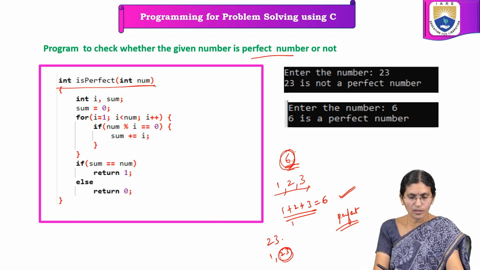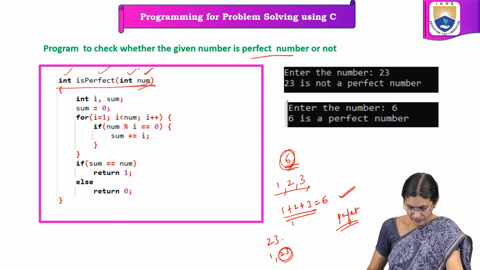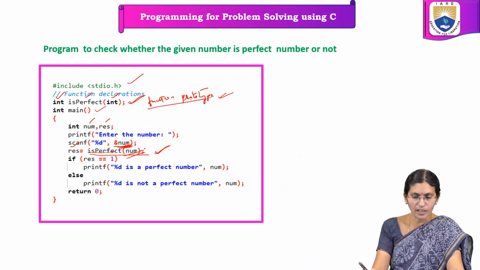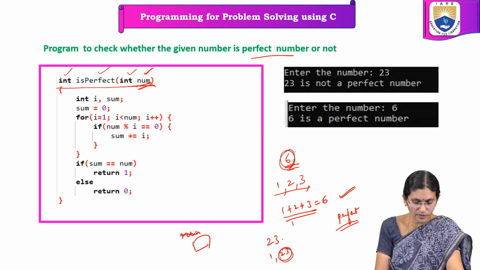Now let us see how we have written the function. Return type integer, name of the function, then data type, and then parameter name num. Whatever value is entered by the user is stored in the variable num. Suppose the user enters the num value of 6. The same value is copied here also. This is a local variable which exists in this block itself. So num is equal to 6 now.